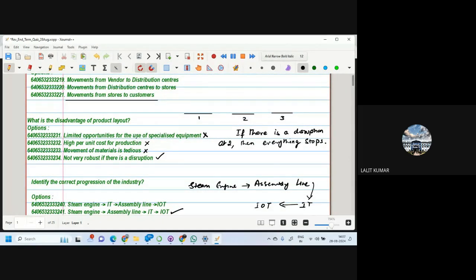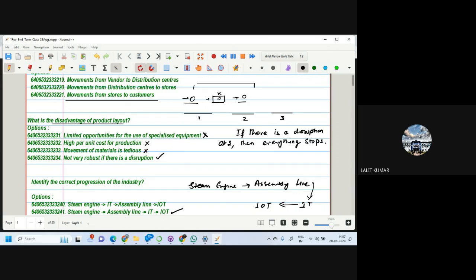What is the disadvantage of a product layout? So what is a product layout? We have workstations, and one by one we keep on processing: here we do the first, second we do, third we do. What is the biggest disadvantage? If any of the workstations goes unserviceable, there will be a disruption. The entire activity will get stuck.